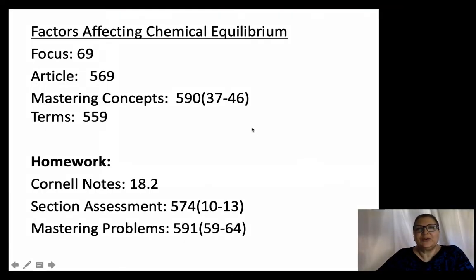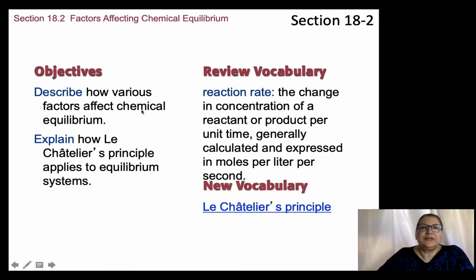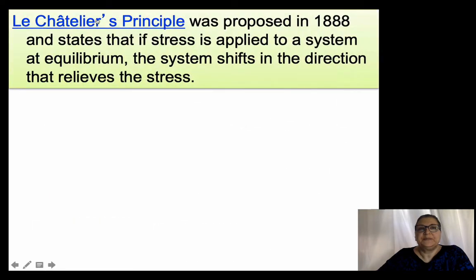We're going to go over today 18.2, which is factors affecting chemical equilibrium. We're going to go over different factors and we're going to explain Le Chatelier's principle and how it affects the equilibrium system. Le Chatelier's principle states that if a stress is applied to a system at equilibrium, the system shifts in the direction that relieves the stress.